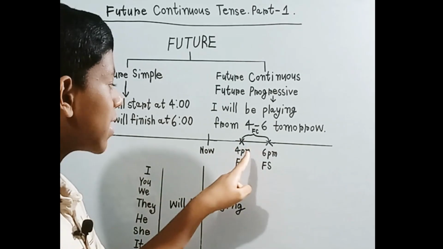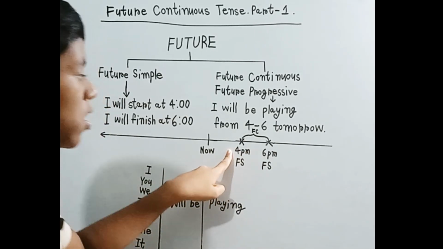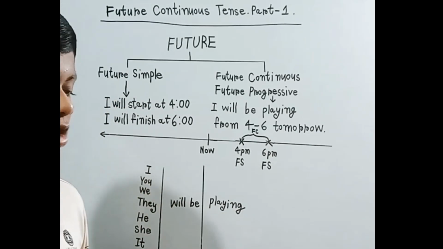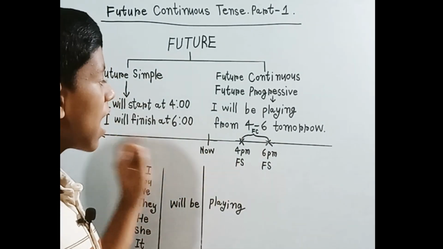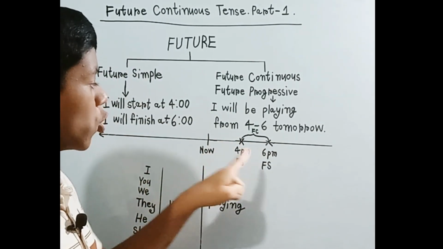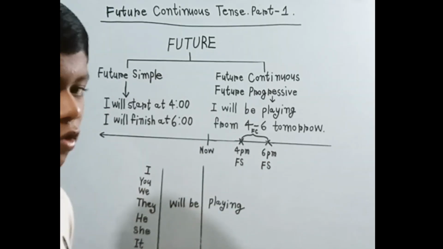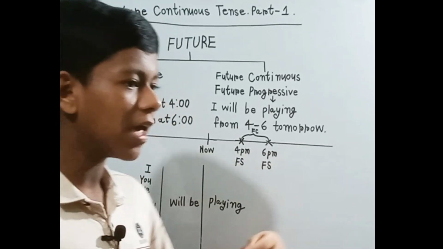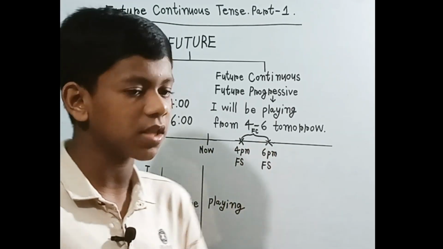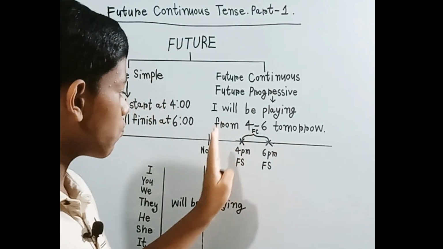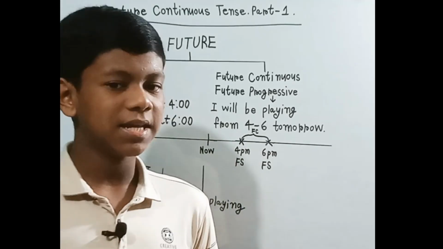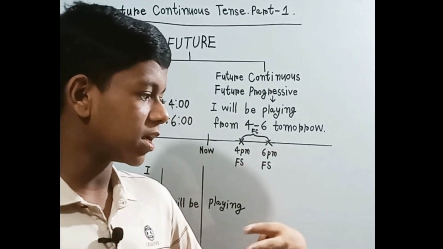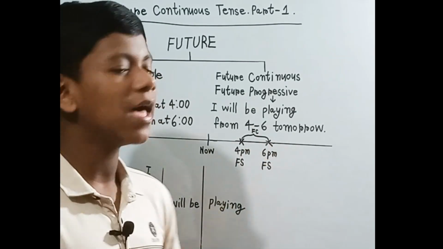So here the timeline is here. I have started from 4 and then I have finished at 6 p.m. So how can we say this in the future? We can say I will be playing from 4 to 6 p.m. tomorrow. You will be playing, and your playing will be finished at 6 p.m. But if you say from 4 to 6 p.m., it indicates a period, at the beginning and at the end.